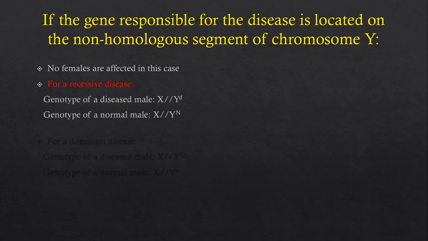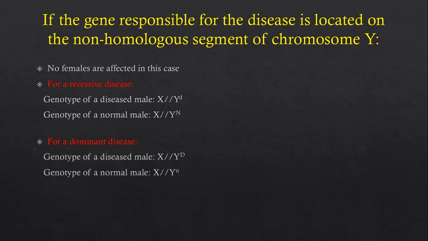For a recessive disease, the genotype of a diseased male is going to be XYD. Because we're discussing here the non-homologous segment of chromosome Y, we're not supposed to put any allele on chromosome X. It's not the carrier of this gene that's under study. So in case the male appears to be diseased, then his genotype is clearly going to be XYD, and the genotype of a normal male is going to be XYN.